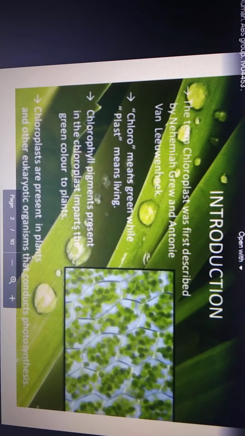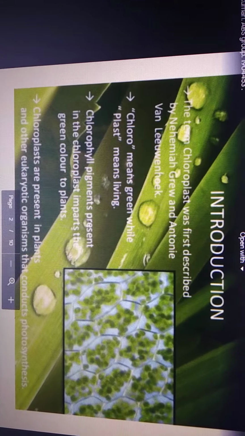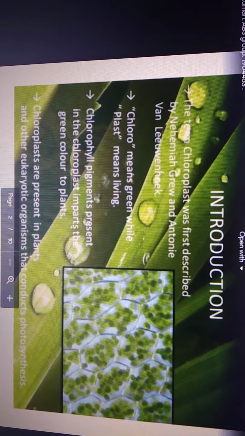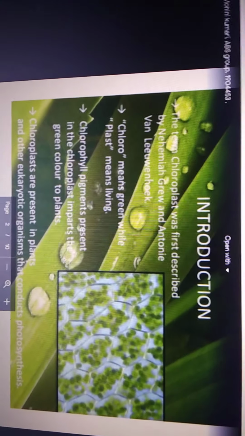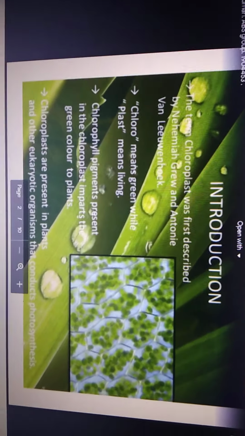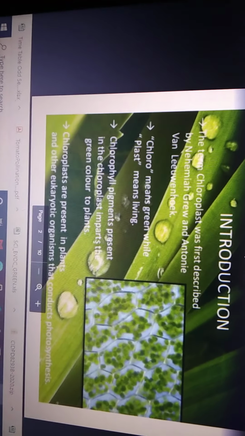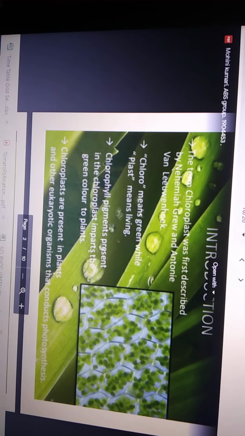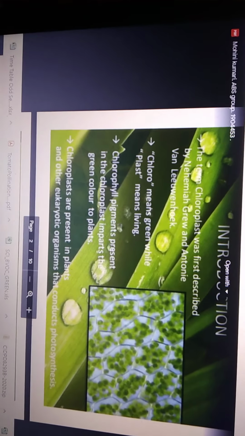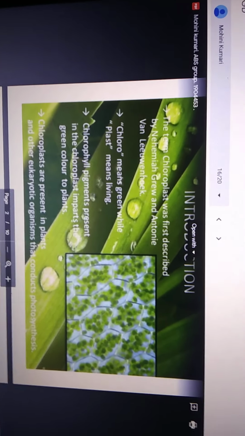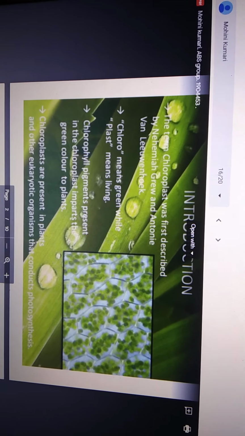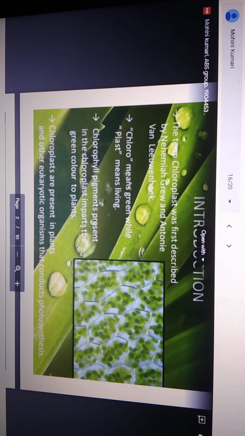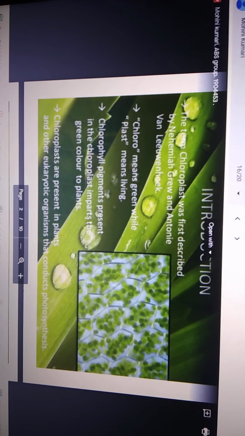Okay, students, today's topic for your class is chloroplast. The chloroplast is the green structure found in the leaves of all green plants, and some algae which are multicellular also contain chloroplast. Single-celled algae like Chlamydomonas also have chloroplast. So algae and the plant kingdom have chloroplast in their cells.